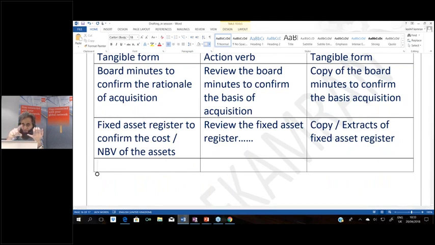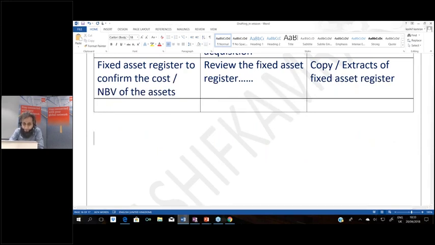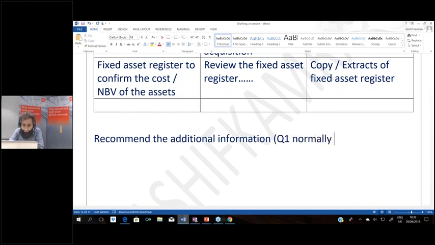Another example. See the emphasis on information. When the examiner says additional information, the additional information has to be in tangible form. Let me illustrate this way. Suppose the examiner asks you, recommend the additional information, which normally comes in question 1 and mostly contains 5 marks.